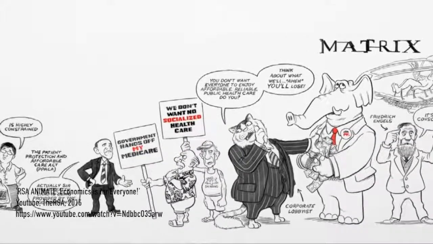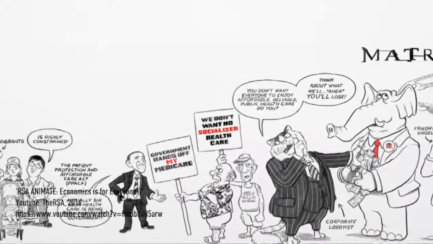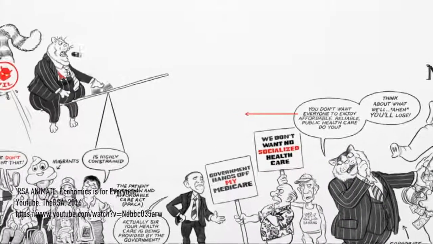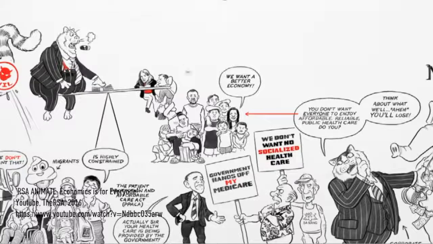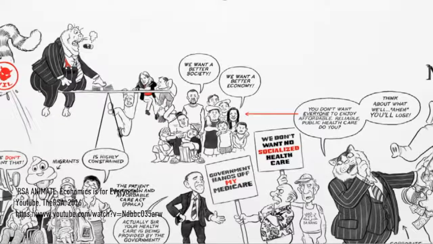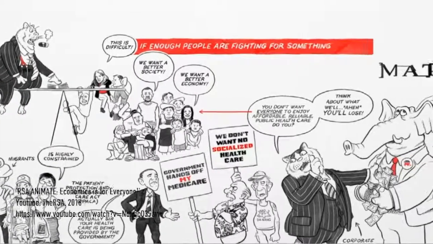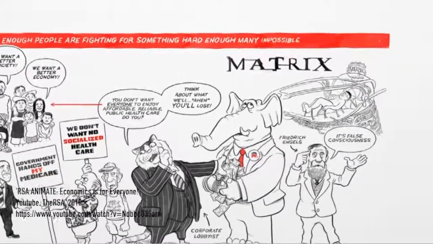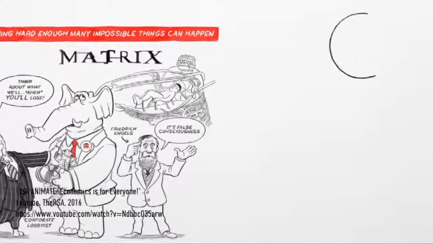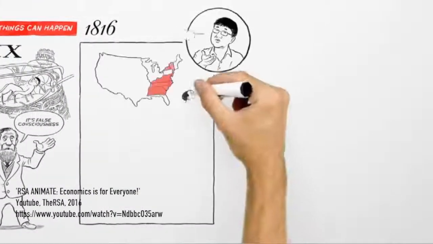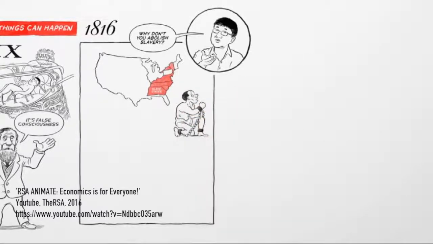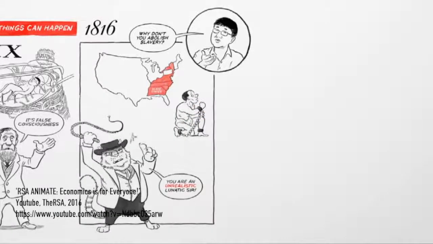But acknowledging the difficulties involved in changing the economic status quo should not make us give up the fight to create a better economy and better society. Yes, changes are difficult, but in the long run, if enough people fight for something hard enough, many impossible things can happen. And don't forget, 200 years ago, if you suggested that America should abolish slavery, you'd have been branded at least unrealistic, and probably a loony.